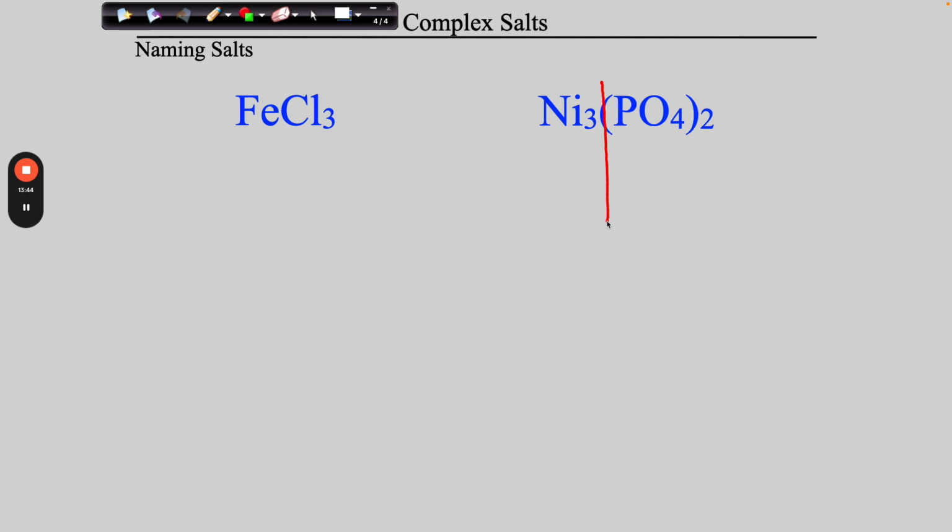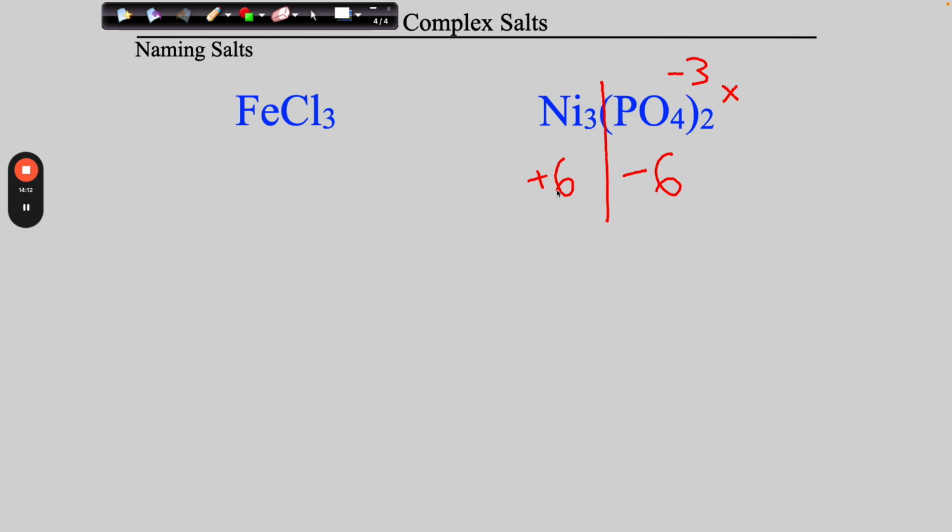Then work it backwards. So guys, we need the charge of PO4. Where are you going to find that? The polyatomic ion chart. It's the bottom right-hand column. You see PO4, what's its charge? -3. So PO4 is -3. But there's 2 of them. So -3 times 2 is -6. So that means the positive charge is +6.